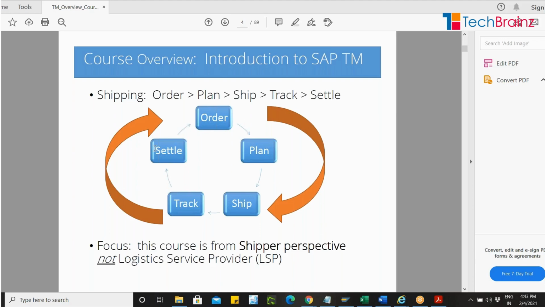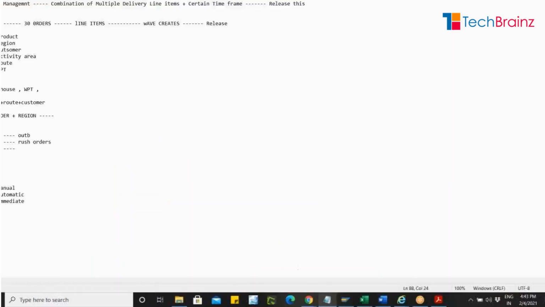Now, when I have this particular shipper scenario in place, what are the things I would be requiring? The very first thing is some kind of organizational data that I would be requiring. Agreed, everyone?